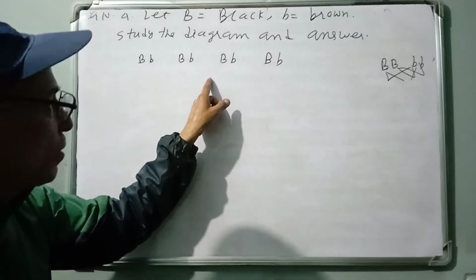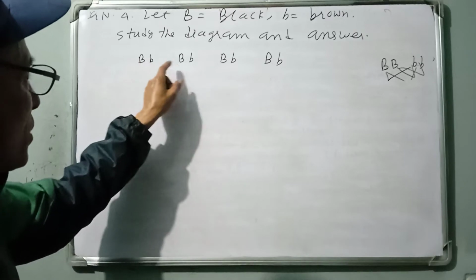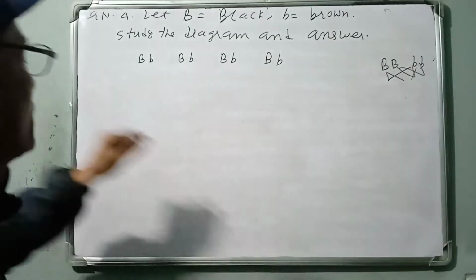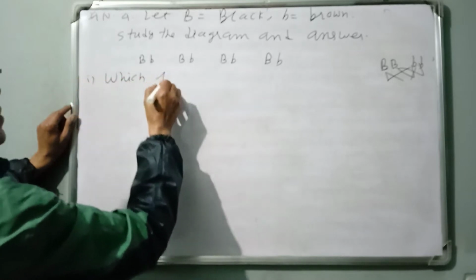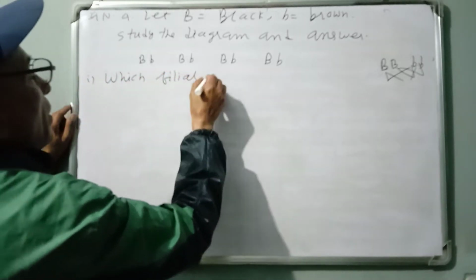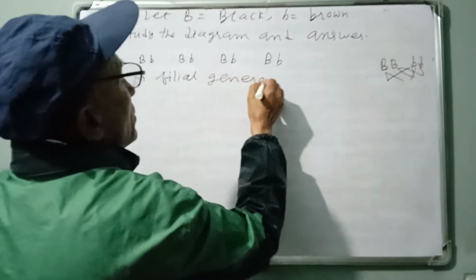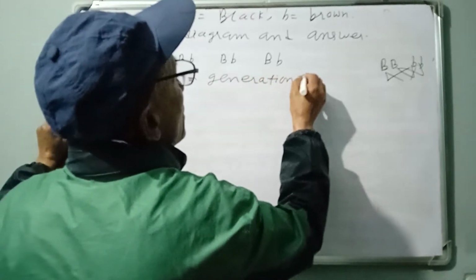Capital B for black, small b for brown. Capital, small. Which filial generation is shown?